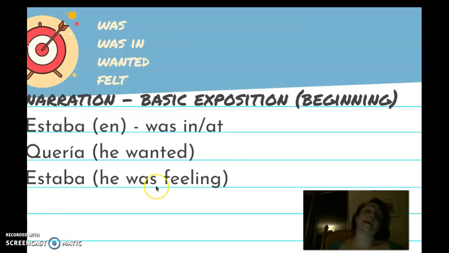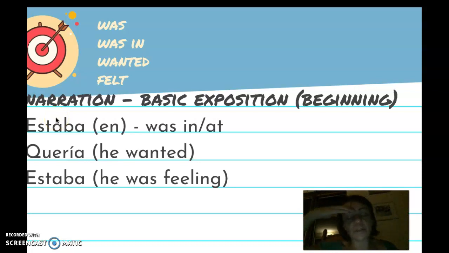So here's your basic exposition. This is where the action begins. And the action begins in Taco Bell, for example. So Richard, because Richard goes to Taco Bell para buscar el amor, to look for love. So Richard estaba en Taco Bell. Quería buscar el amor. Estaba muy nervioso. You can make this whatever you want. That's just an example, right? But in your story, you'll write it however.